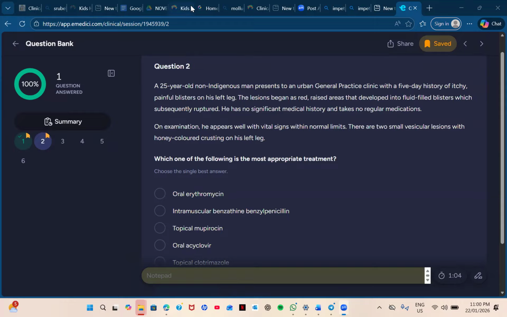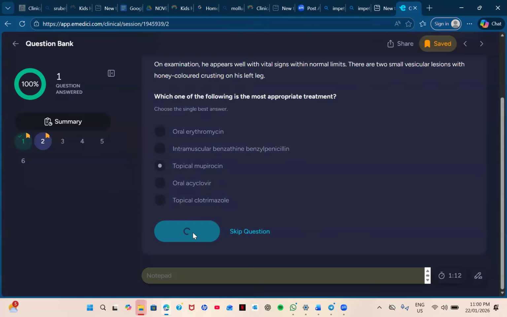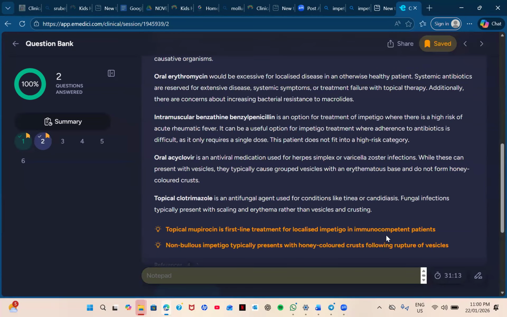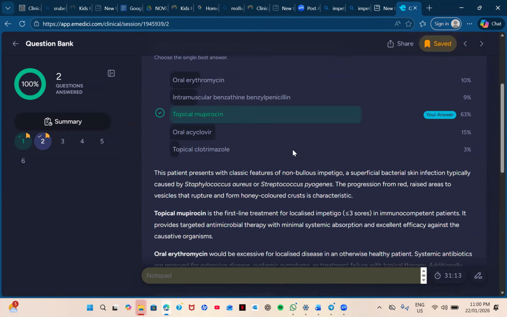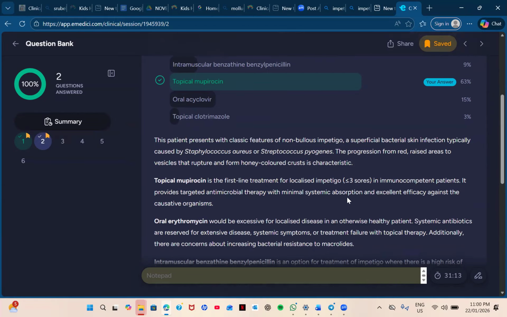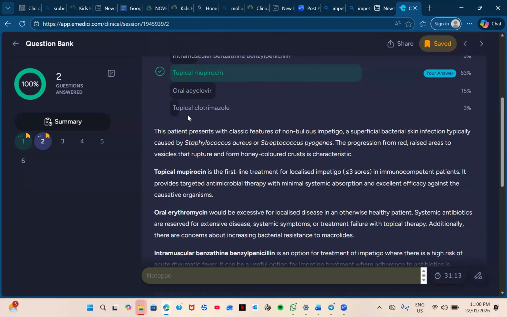Okay, so what do you think? Okay, let's check your answer. Good. What is this? The patient presents with classic features of non-bullous impetigo, a superficial bacterial skin infection typically caused by Staphylococcus aureus or Streptococcus pyogenes. For localized impetigo, less than 3 sores in an immunocompetent patient, provide targeted antimicrobial therapy with minimal systemic absorption and excellent efficacy. Again, what is in the chat?